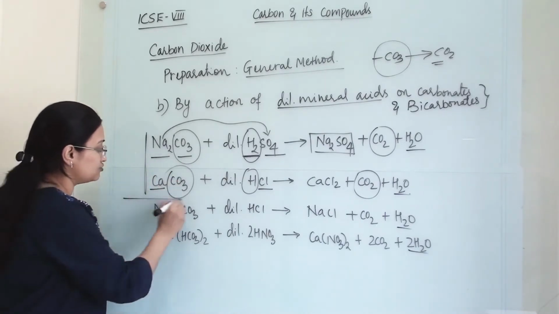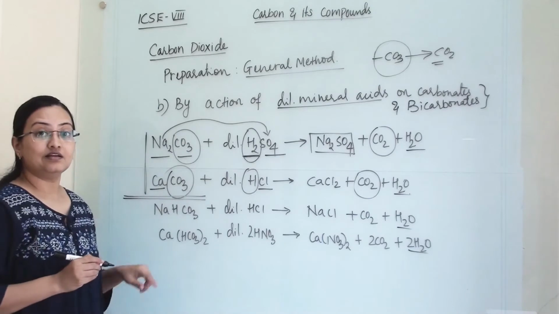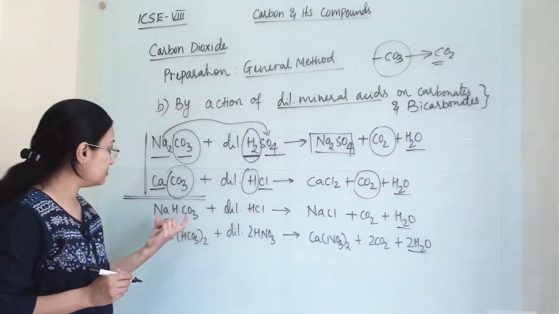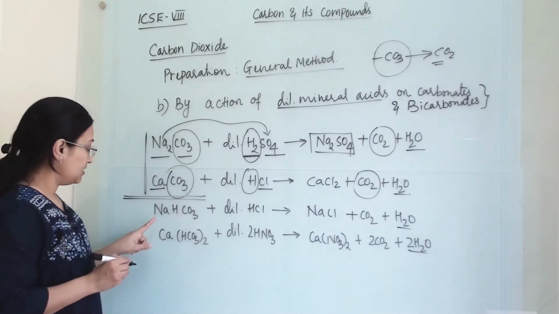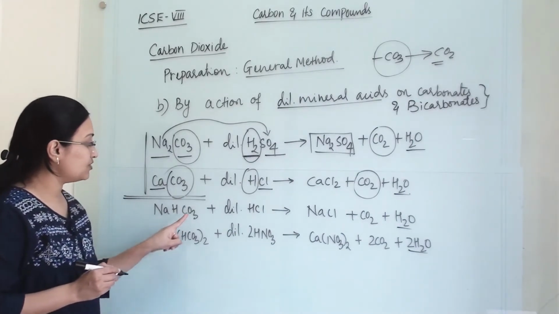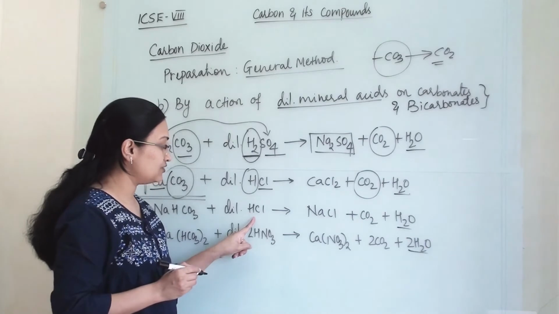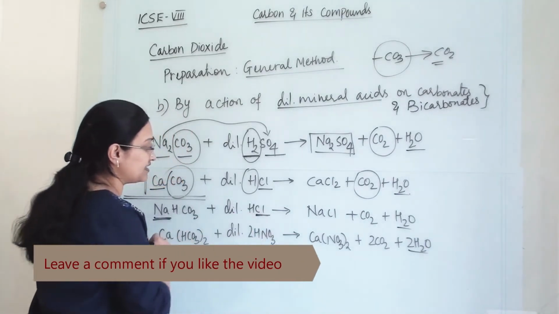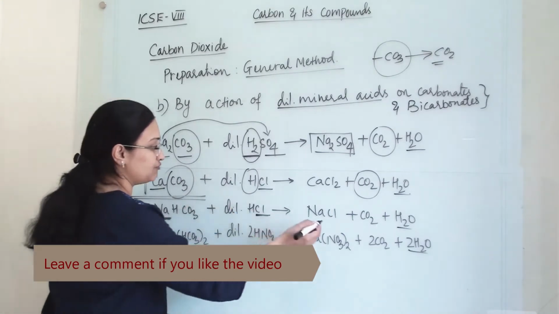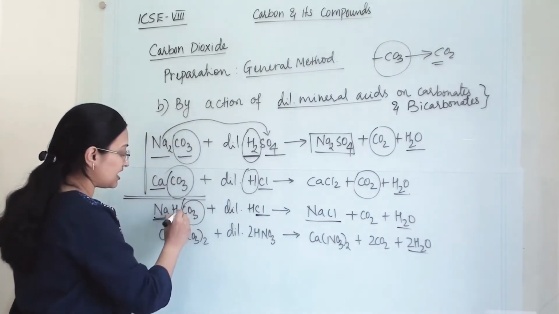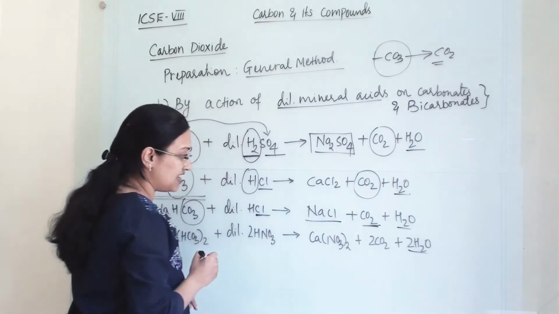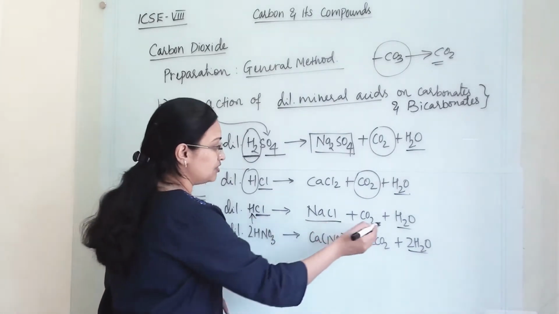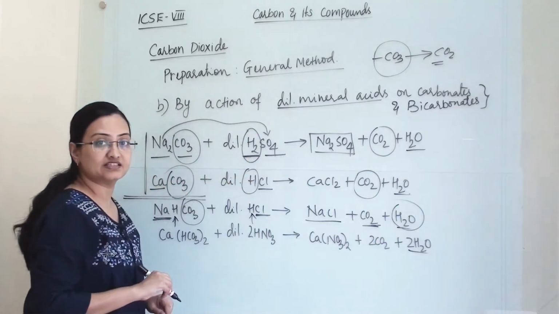Now we are going to metal hydrogen carbonates or bicarbonates. These are termed as bicarbonates. So sodium bicarbonate, when it is reacting with dilute hydrochloric acid, this metal is going to react with this negative ion. So it will form NaCl. This carbonate will make carbon dioxide, and this hydrogen will make a water molecule as a product.